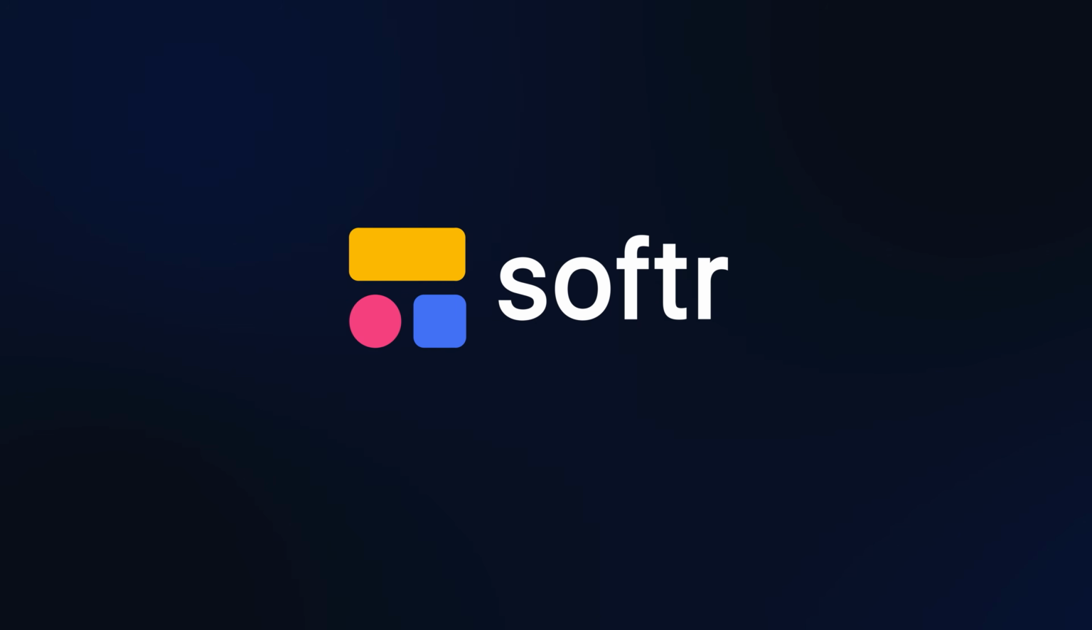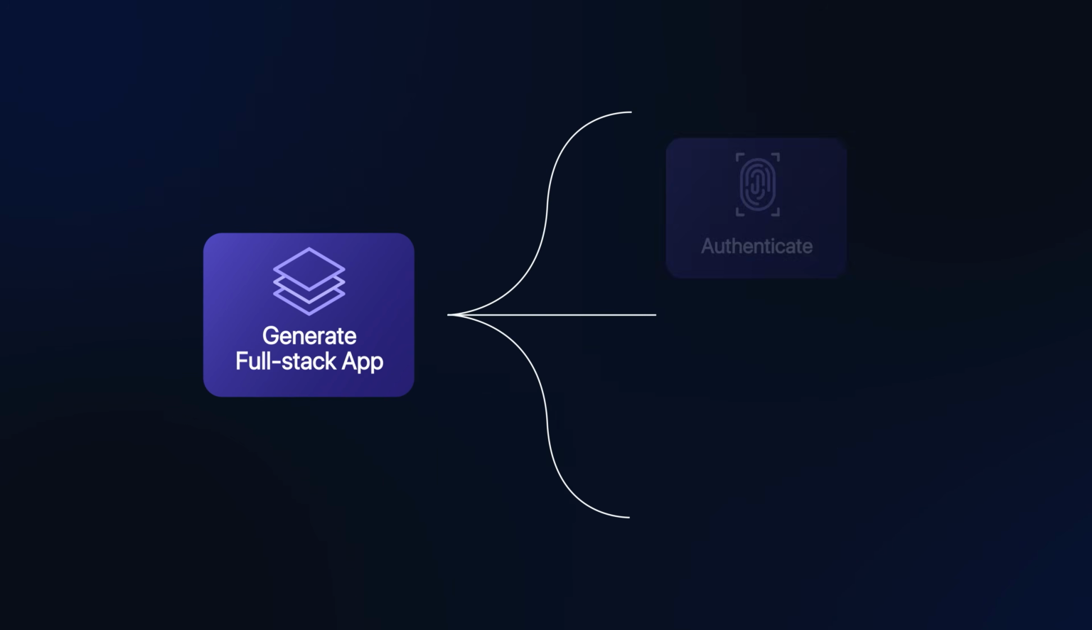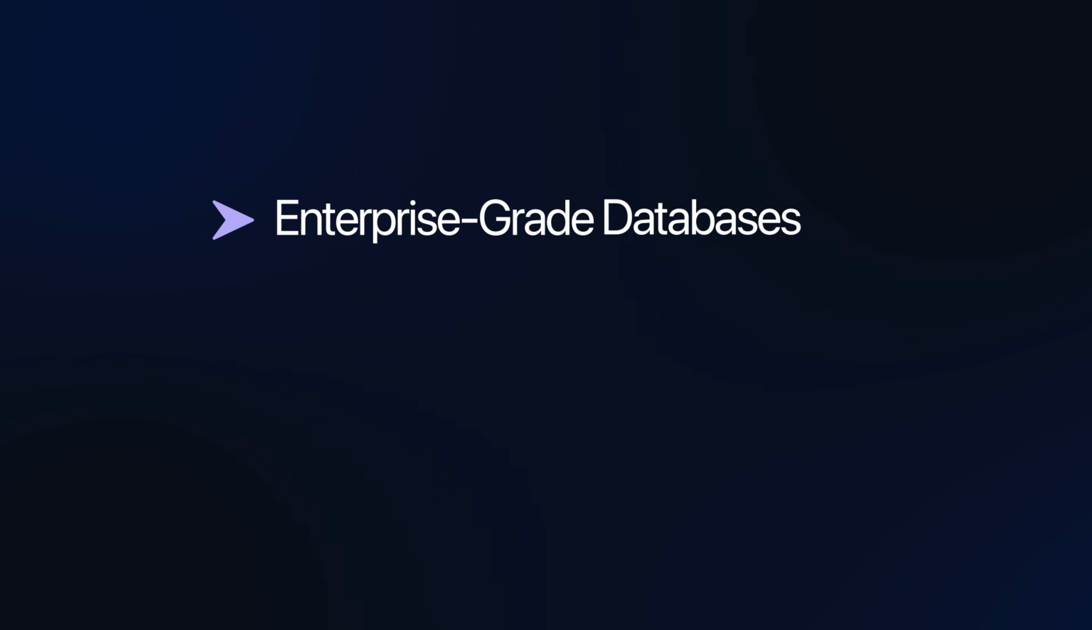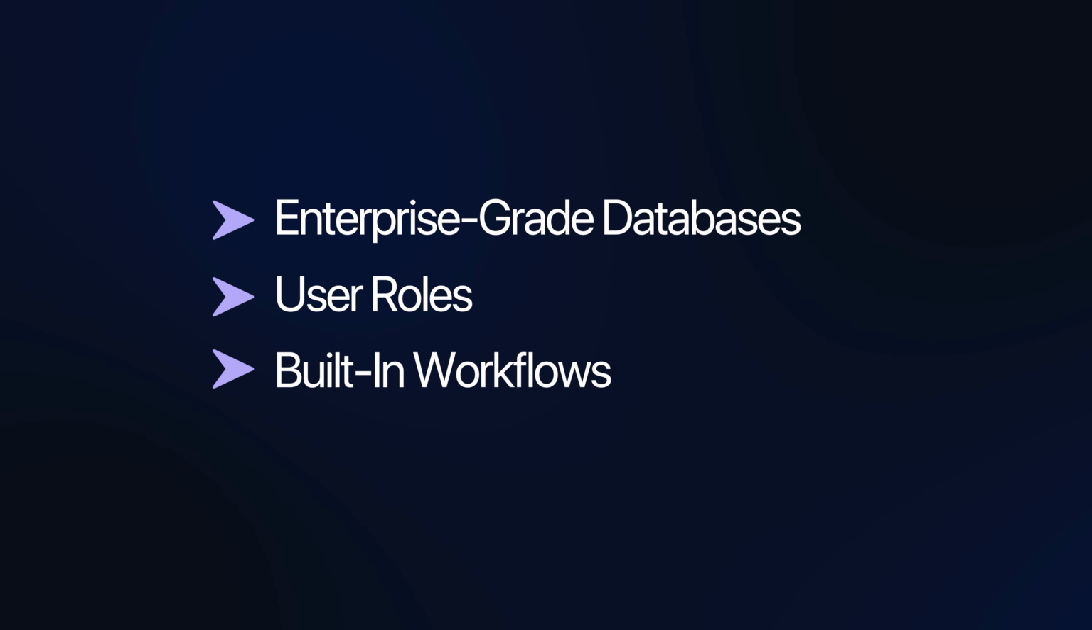Softr's AI CoBuilder takes a different approach. It's a full-stack AI app builder that doesn't just generate code, it builds complete business applications with enterprise-grade databases, user roles, and workflows built right in. So what you create actually works in production from day one. Today, I'm showing you how Softr's AI CoBuilder builds real business software that scales using their built-in Softr database system that handles everything automatically. Before we dive into all of this, for those of you who are just getting started, here's a quick breakdown of what Softr is and why you should care.